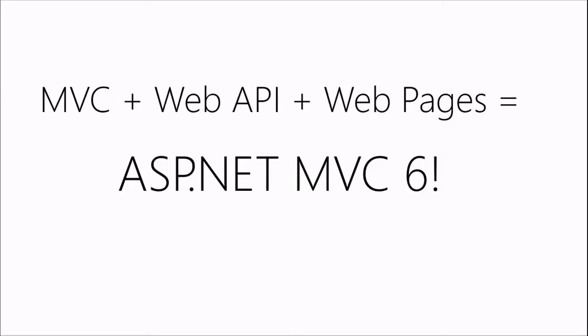And MVC 6 is that aligned stack. It is literally the next version of MVC and the next version of Web API and the next version of Web Pages, all wrapped in one package. So making one ASP.NET really happen. Yes, well, from a binary technical perspective, absolutely. So it's pretty cool. You can do all your Web API and Web UI concerns within one framework.